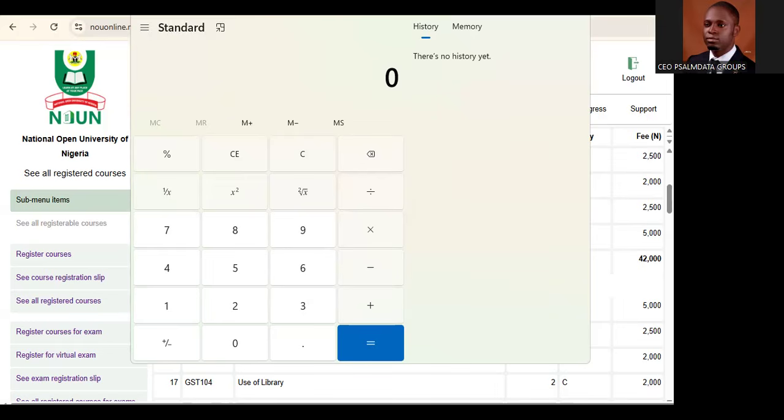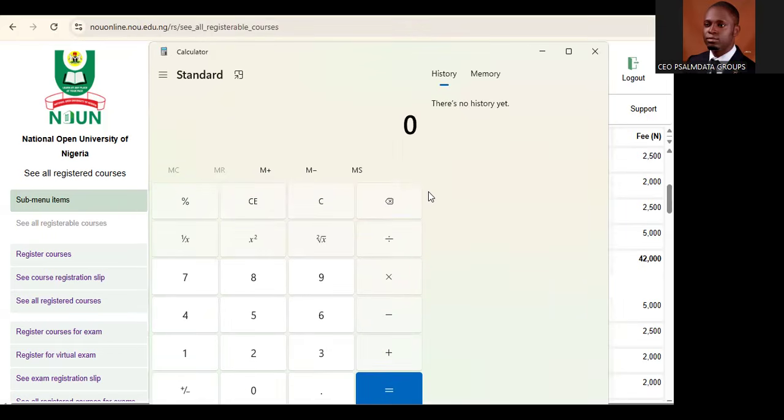Let's start from there. If I can register only 24 units in one semester, and I have 8 semesters in the course of my study, which is 4 years, let's assume I register 24 units every semester times 8. That will give me 192 credit units by the time I'm done in my 400 level second semester.